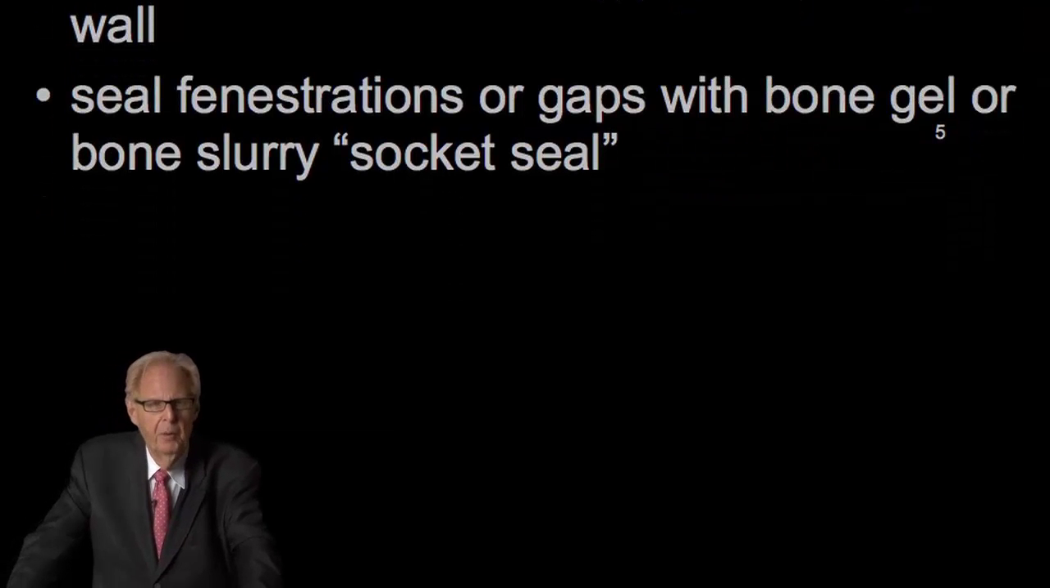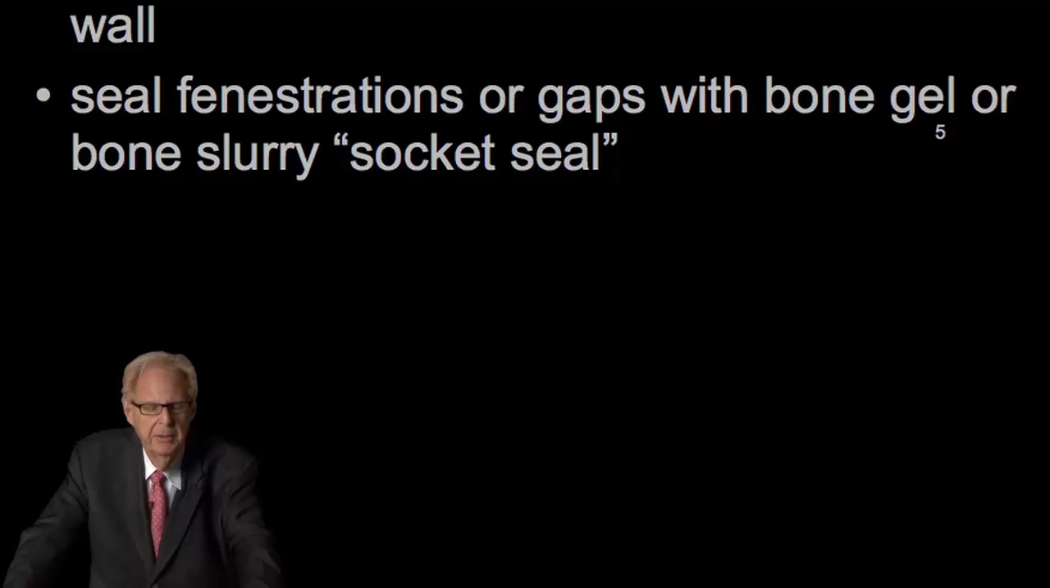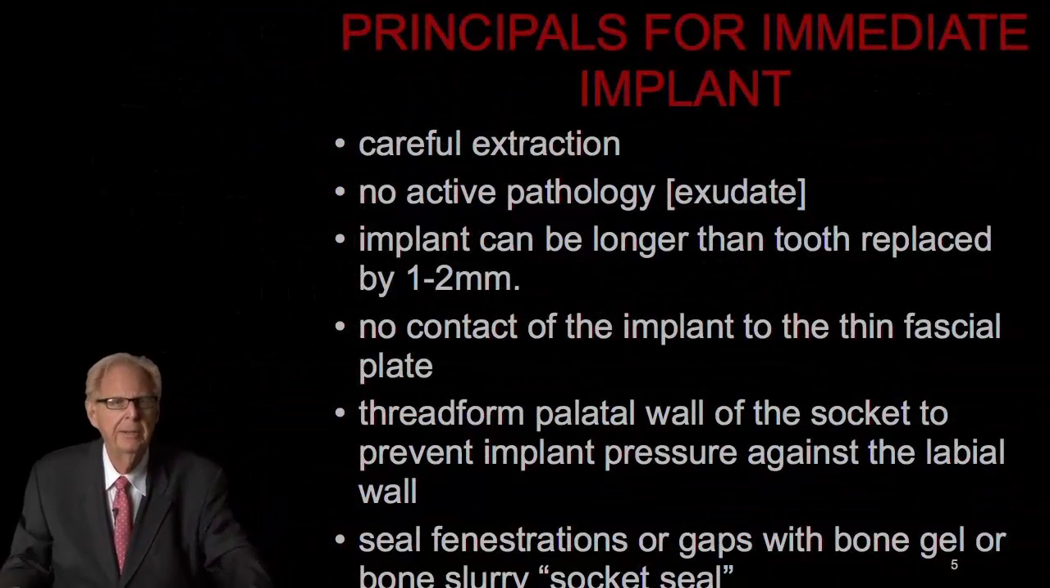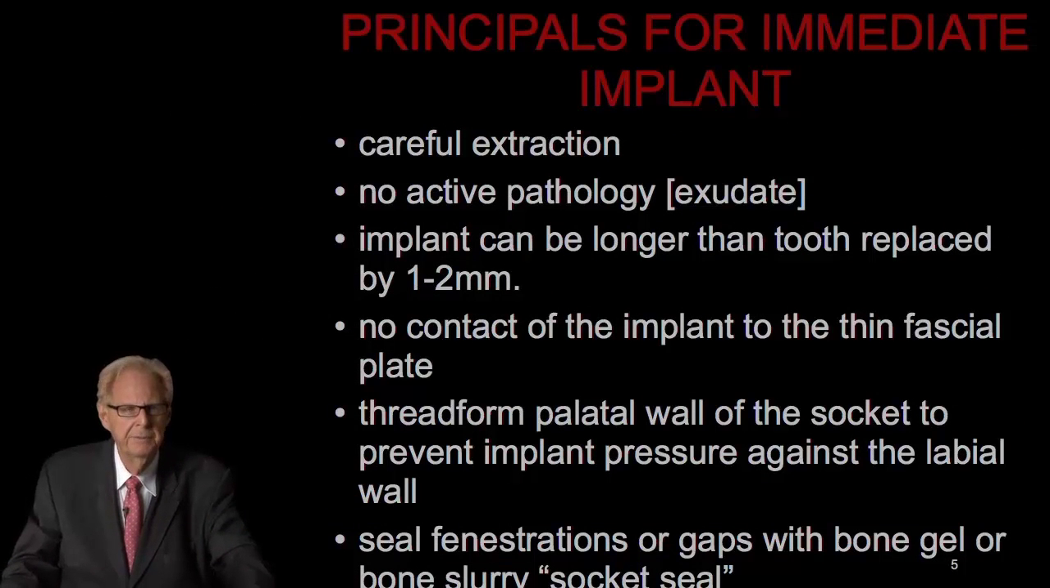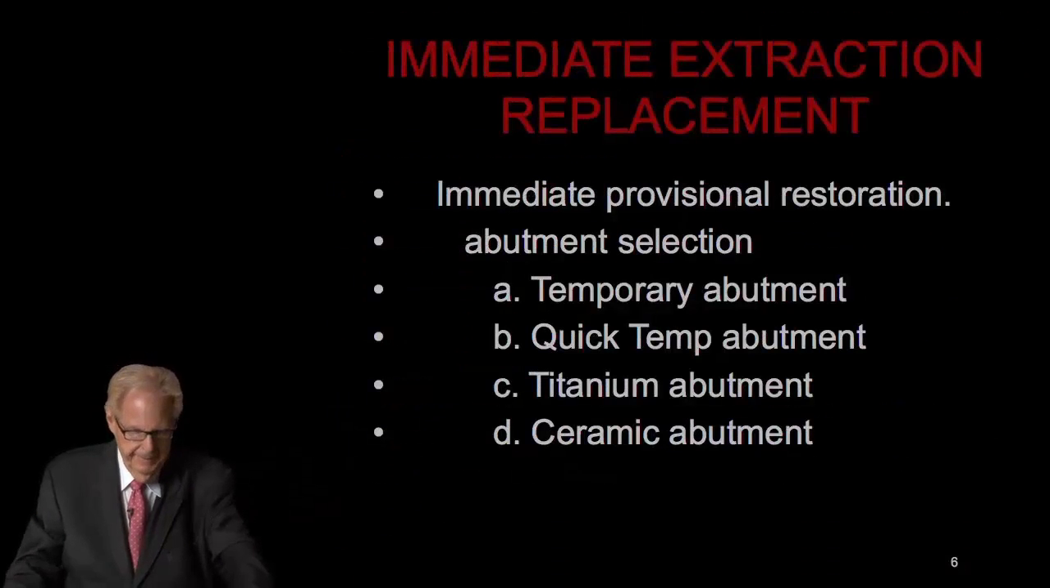And before or after you place the implant, depending on the situation, we want to seal any gaps or fenestrations so that we do have some intimate contact all the way around, filling the spaces between the implant and the bone. And sometimes we use a bone slurry or a gel, and we'll give some examples of that through the presentation. And sealing that circumference of the implant gently, we've coined a term called socket seal.